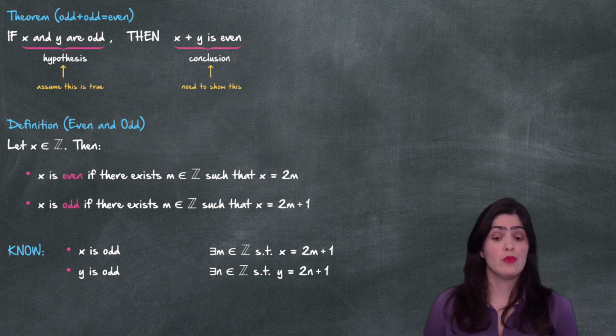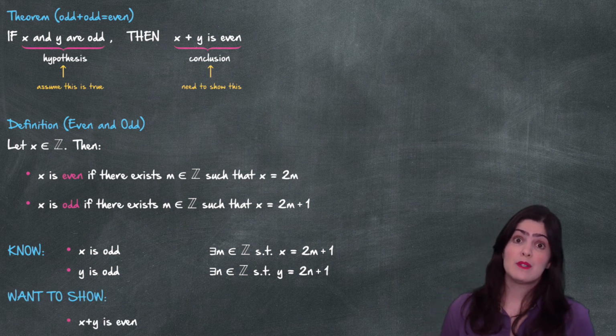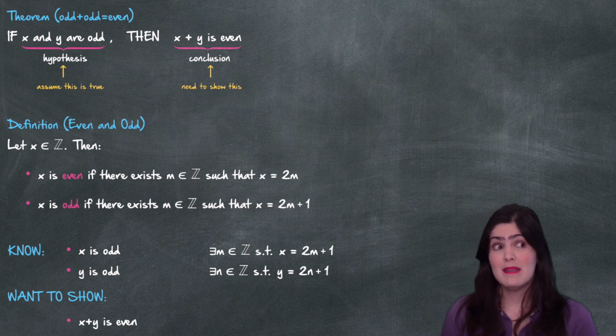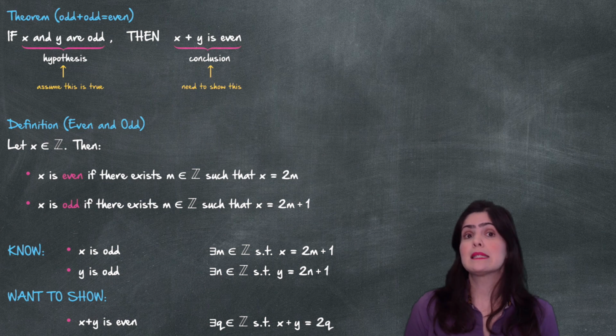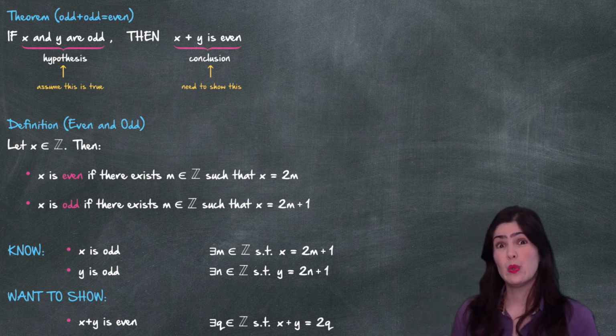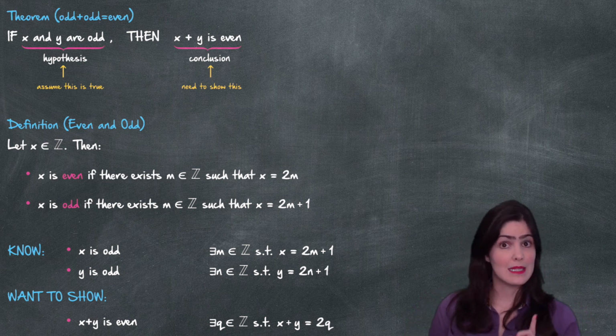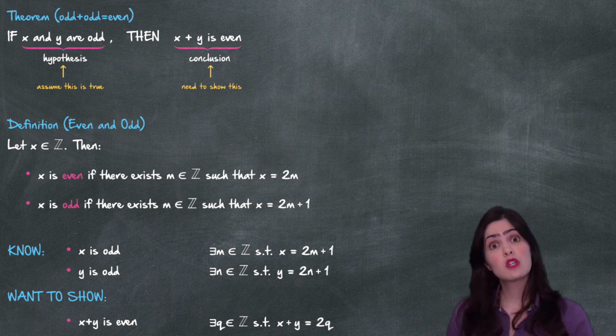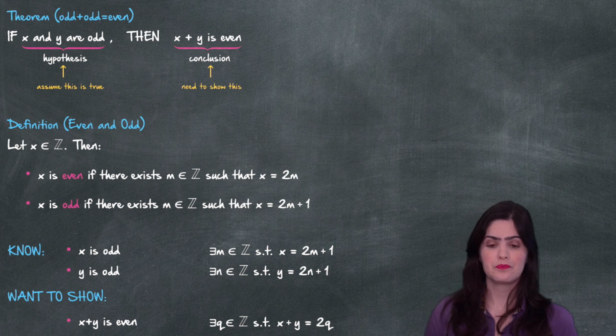And then what is my goal? What is it that I want to prove? Well, I want to show that x plus y is even. And going back to our definition, that means that I have to find some integer, I'll call it q, such that x plus y is equal to 2q. Again, notice that I use a different letter from the ones that I use for my x and for my y, just to make sure that there is no confusion.